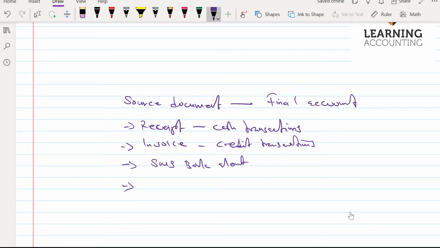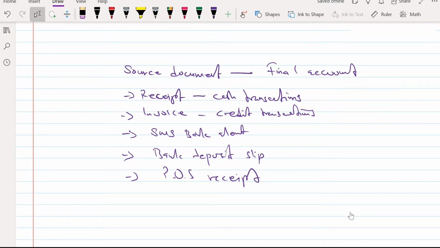There are so many source documents: your check or your bank deposit slip, if that still exists in some part of the world, your POS slip, your POS receipt. What else? There are so many source documents that we definitely would talk about, but they are not limited to this.